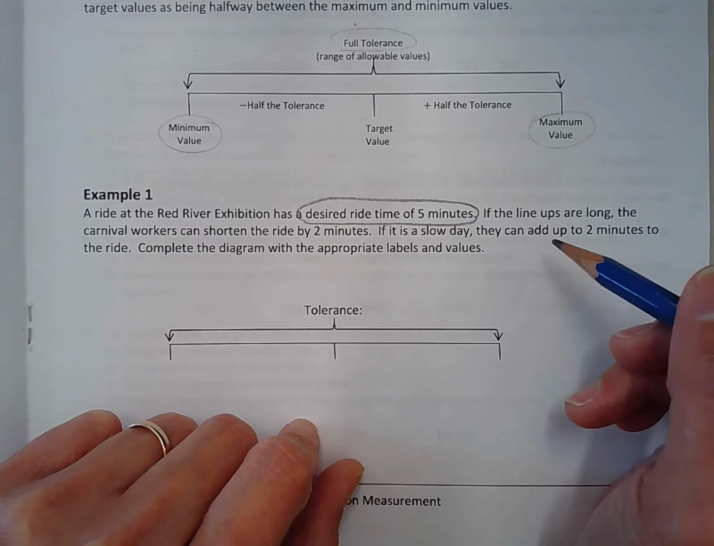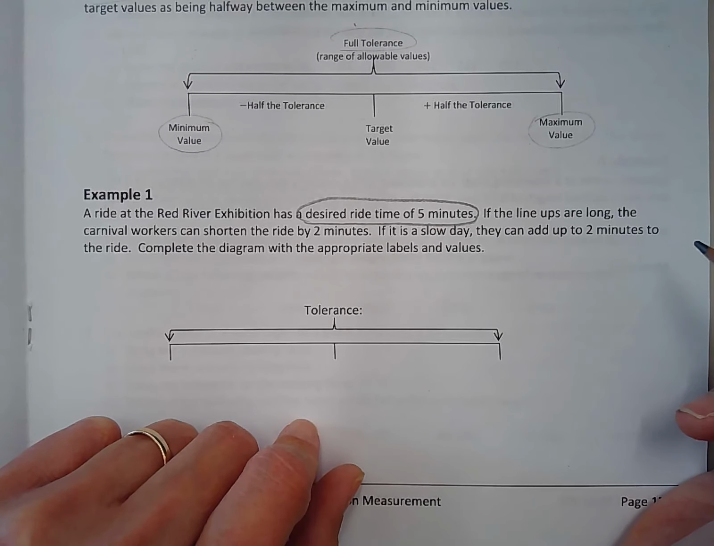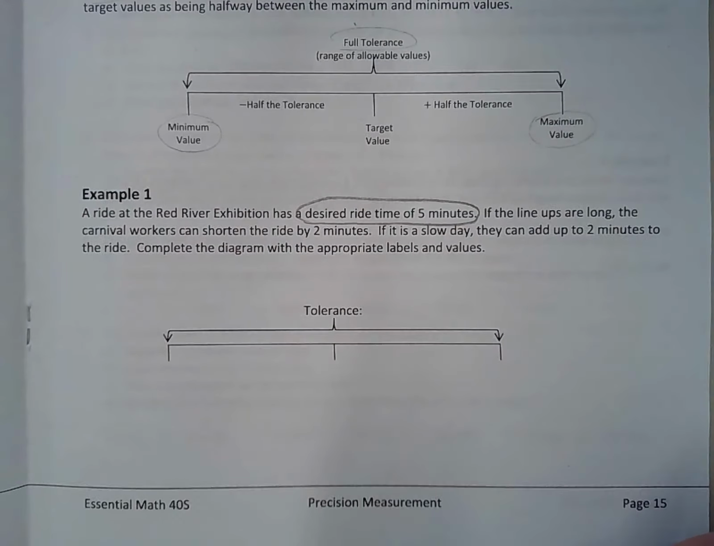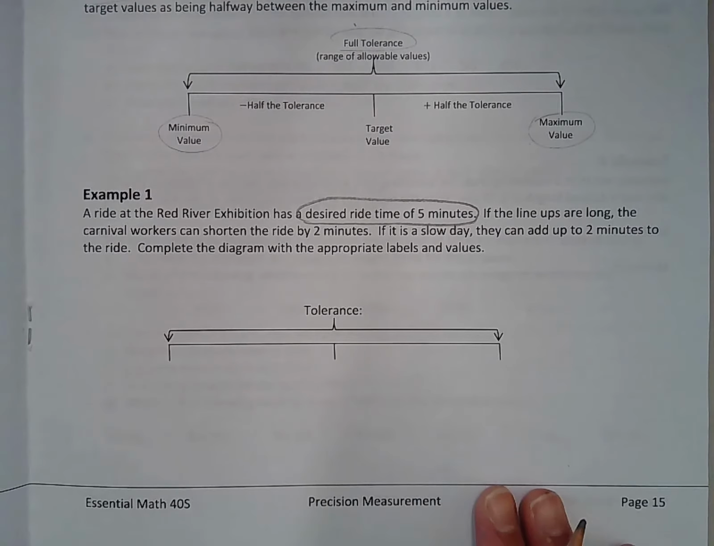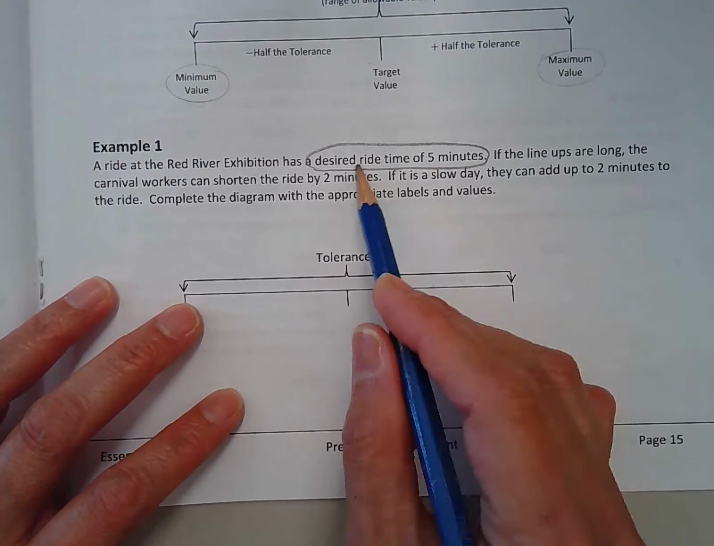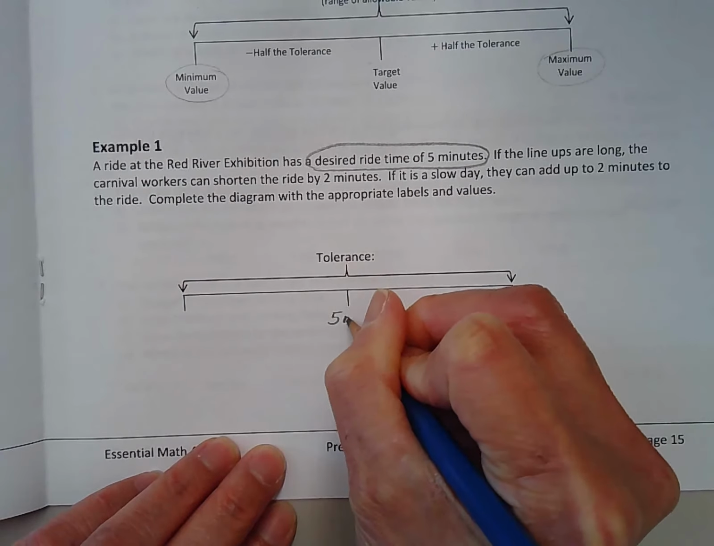If it's a slow day, they can add up to 2 more minutes. So let's complete the diagram and we'll figure out the minimum, maximum, and so on. This is the desired ride time, so that's our target, 5 minutes.